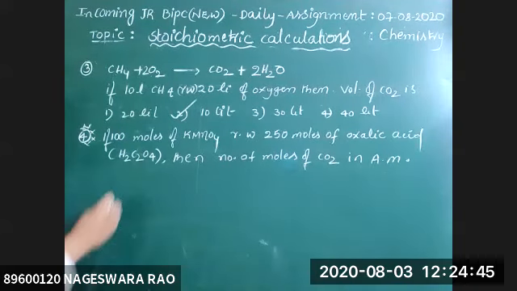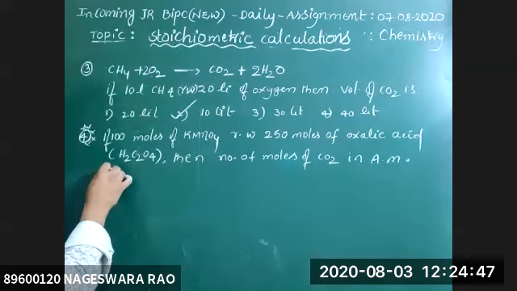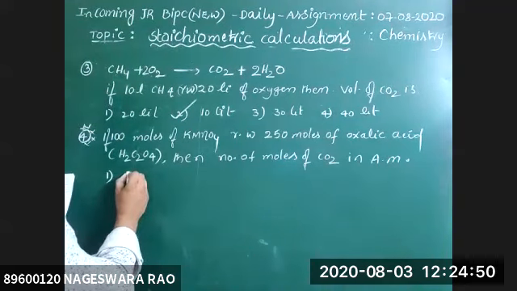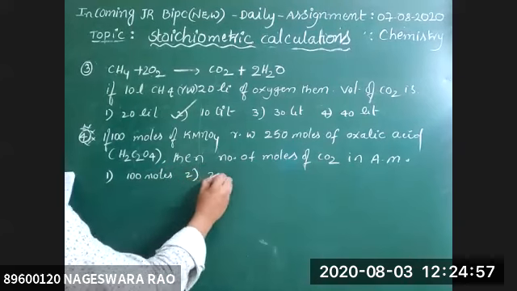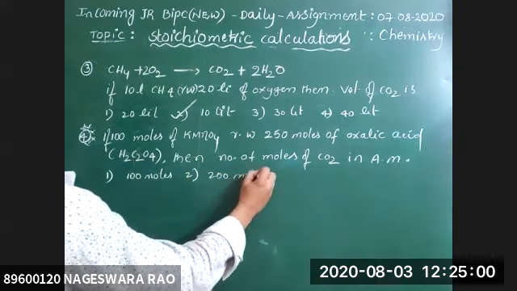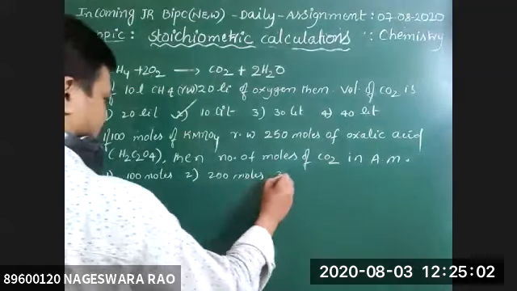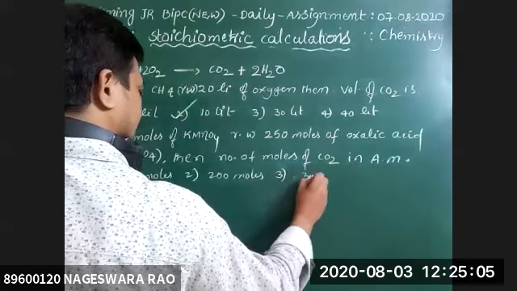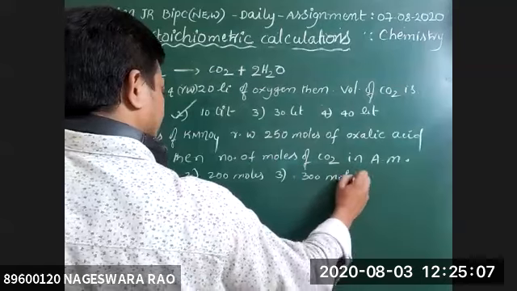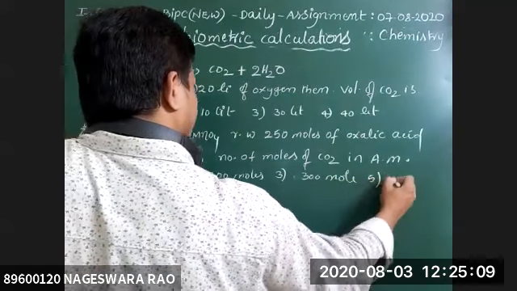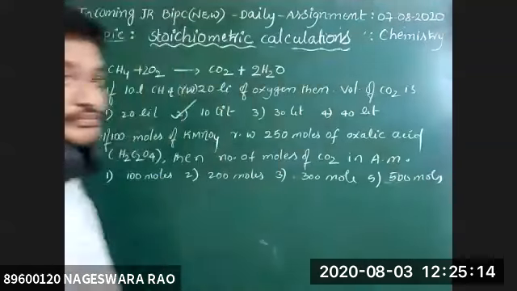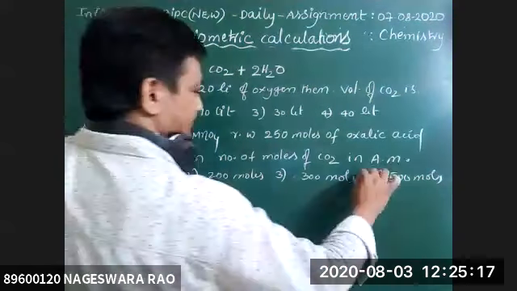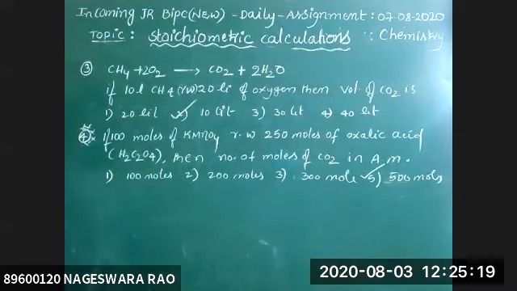So here KMnO4 reacts, and the options are 100 moles, 200 moles, 300 moles and 500 moles. So the answer is 500 moles.